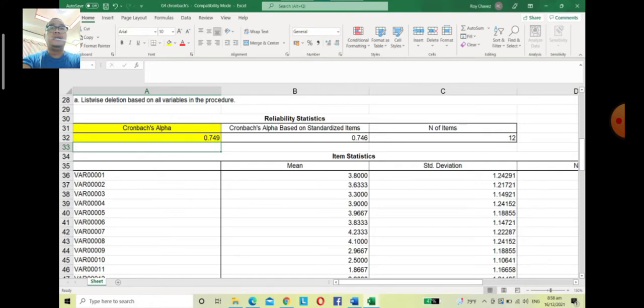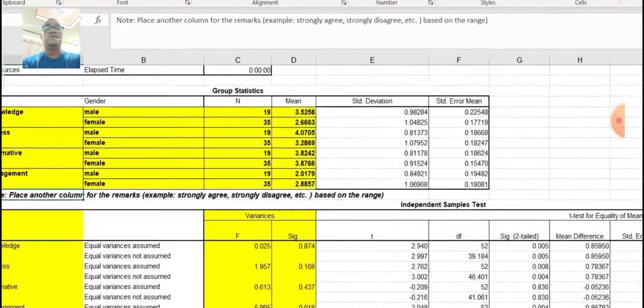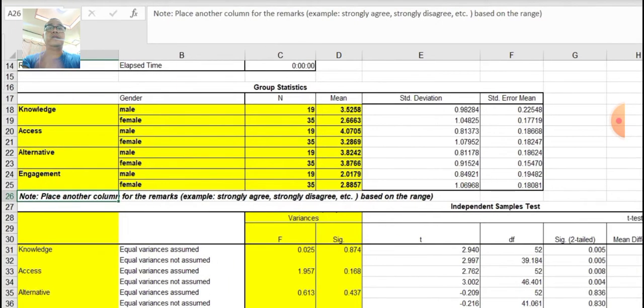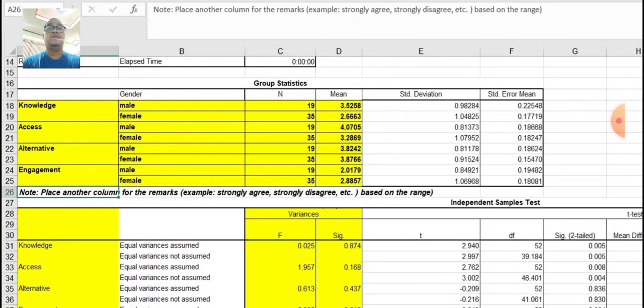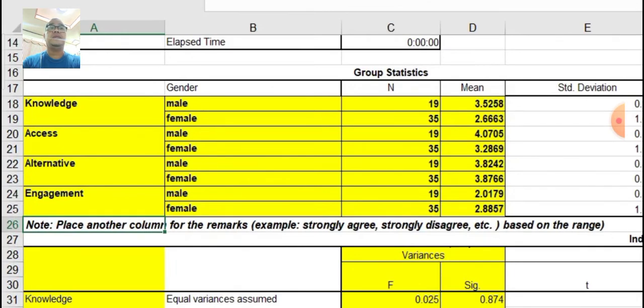Let's proceed naman as to how do you get the mean per groups. Technically, may mean naman talaga yan na pwede nating i-compute doon sa raw data natin. Halimbawa, let's take a look into the four categories that we have. Meron tayong knowledge, access, alternative, and engagement. If you would notice under knowledge, there are two groups under gender. We're only talking about the demographic trait under gender, so meron tayong male and female.